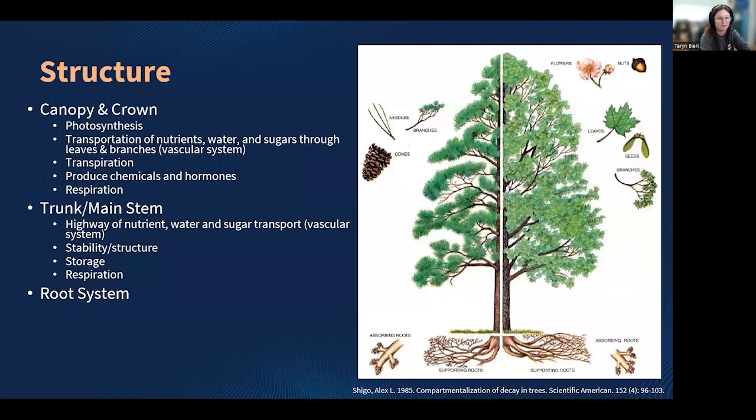The trunk or main stem of the tree is kind of a highway, allowing for the transportation of nutrients, water, and sugars, also part of that vascular system. It also provides stability and structure. It provides storage of sugars over winter and throughout the year, and also performs respiration as well. And then finally, the root system provides stability, water and nutrient uptake from the soil. It produces chemicals and hormones and performs respiration, and also is a place of storage.